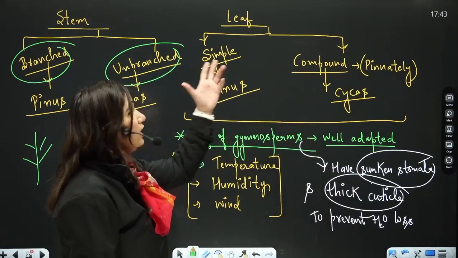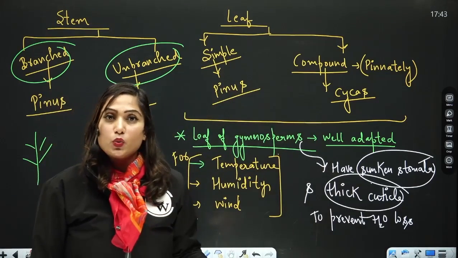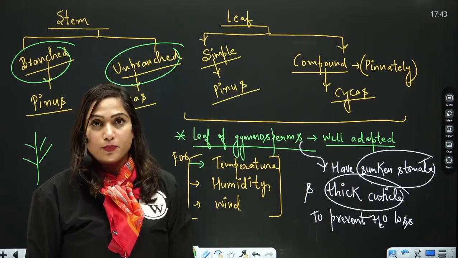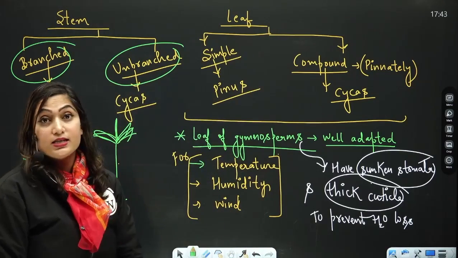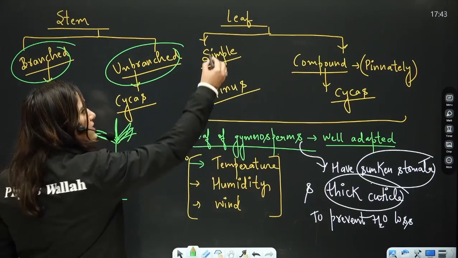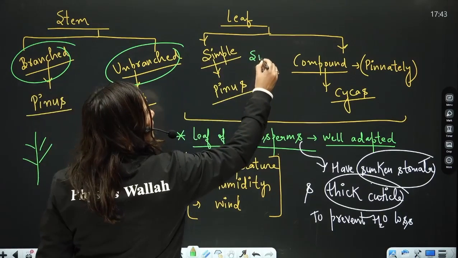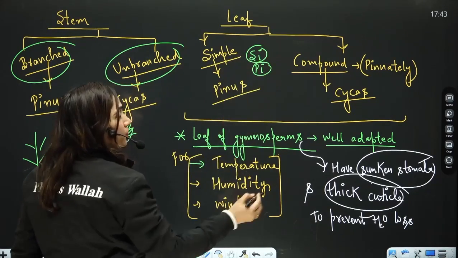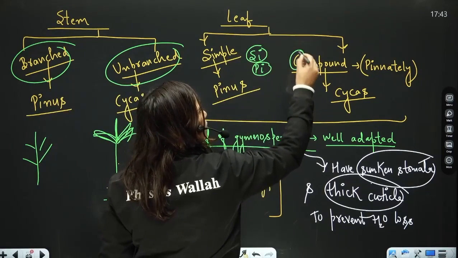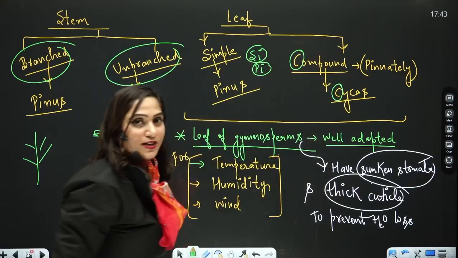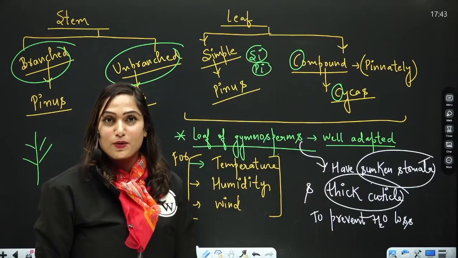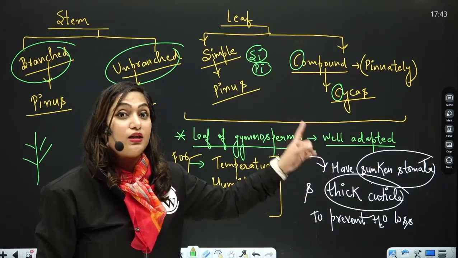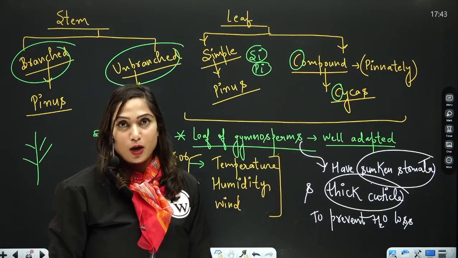Now let's go to the leaf. We will deal with this in morphology, that a leaf can be simple and a leaf can be compound. The leaf of Pinus is simple. How will you remember it? Sci-pi. Sci-pi. So the leaf of Pinus is simple. But C for Cycas, C for compound. The leaf of Cycas is compound. And a compound leaf can be further of two types, pinnately and palmately. But the leaf of Cycas is a pinnately compound leaf.